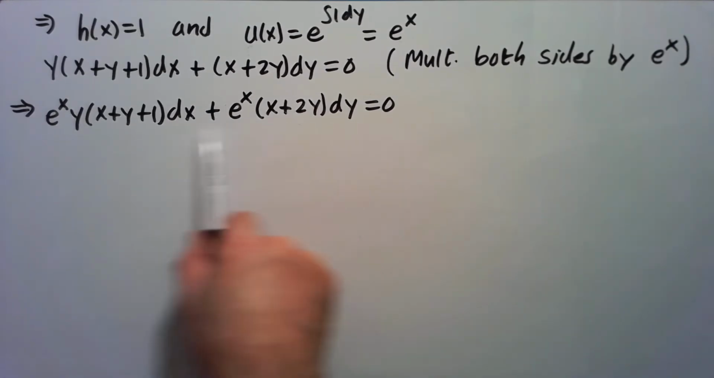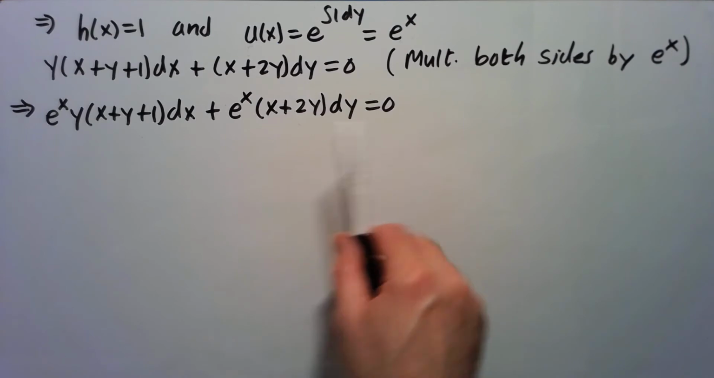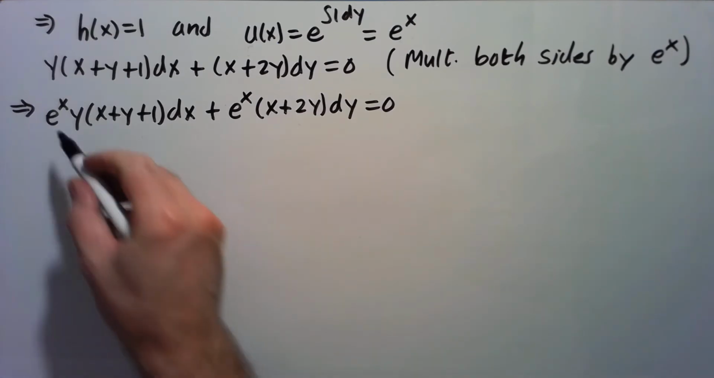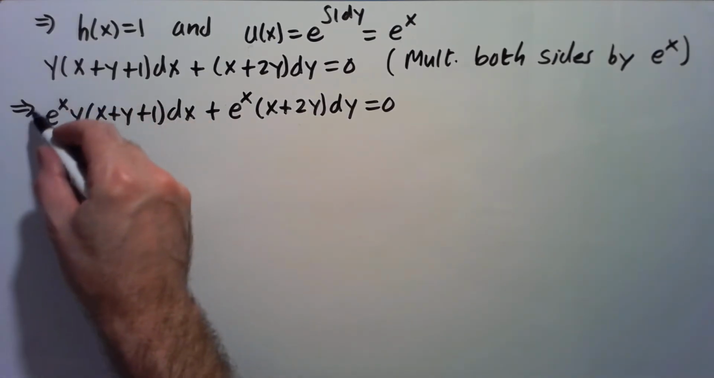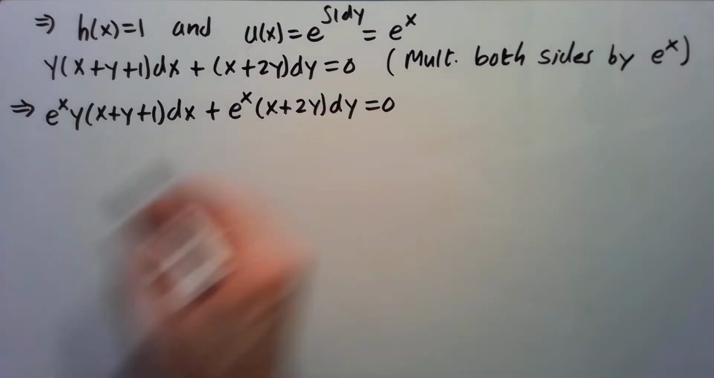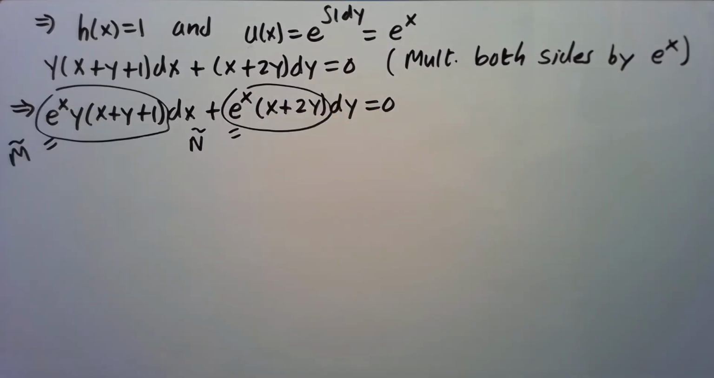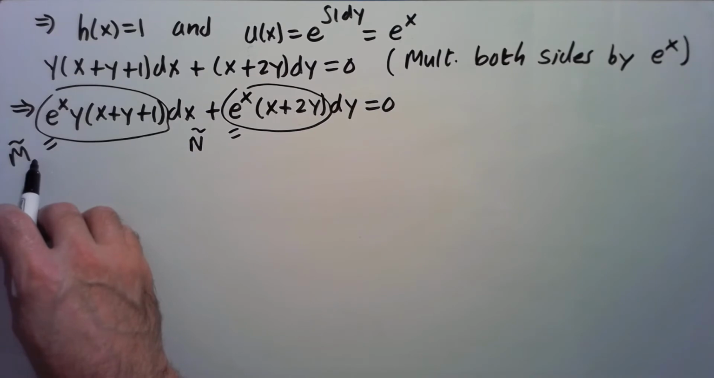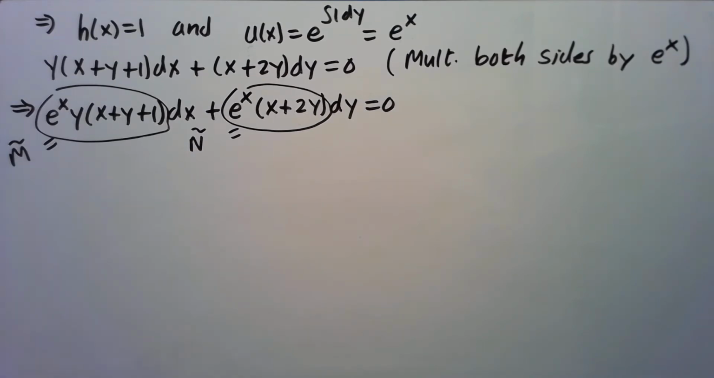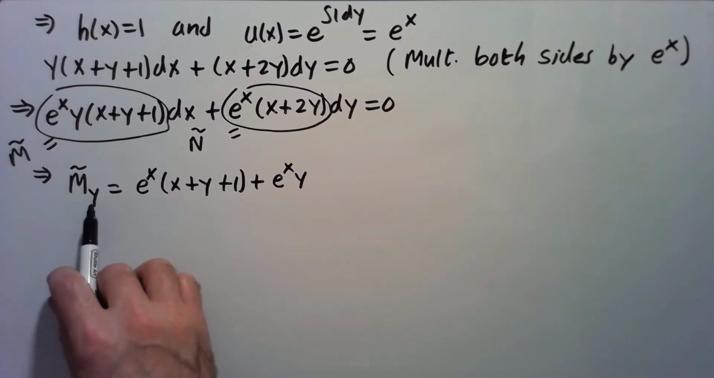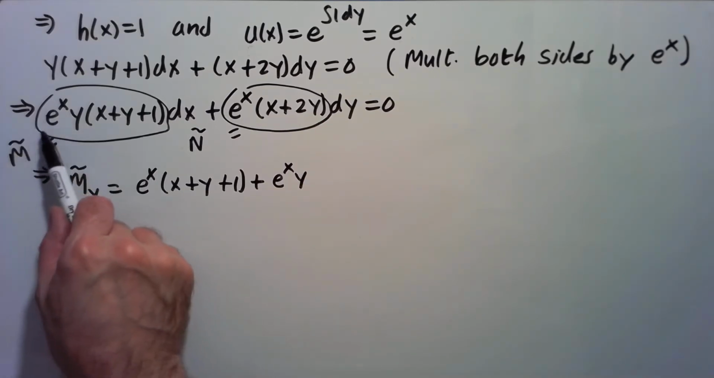So this new differential equation should be exact. Let me call this guy here M tilde and this N tilde. Okay, let's show that it's exact. It should be exact, but let's just prove it here. So let's look at M tilde with respect to y first. Doing it with respect to y, I'm going to use a product rule.